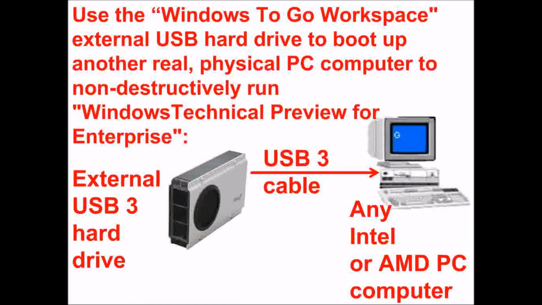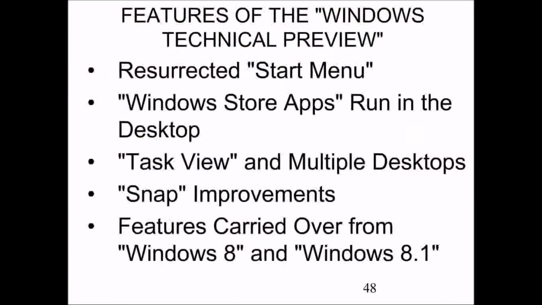This is a quick diagram of what you're doing when you boot up with an external Windows To Go hard drive. You just attach it to any existing computer that's capable of running Windows 10, and you start it up, and you make sure that the BIOS finds the external hard drive first, and you run Windows Technical Preview instead of your regular operating system. When you disconnect the USB drive or device and you boot up your computer, you're back to your normal internal hard drive. Features of the Windows Technical Preview.